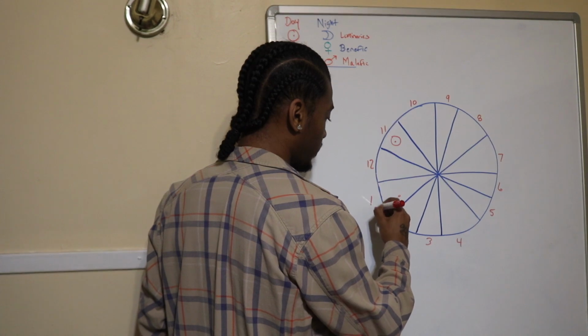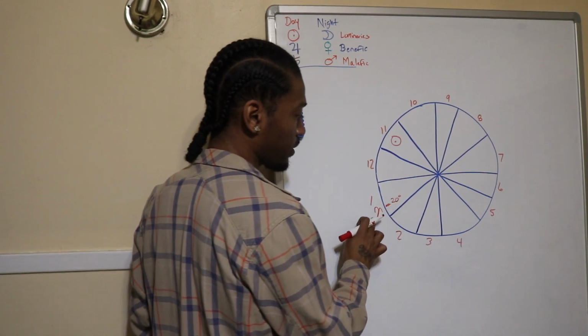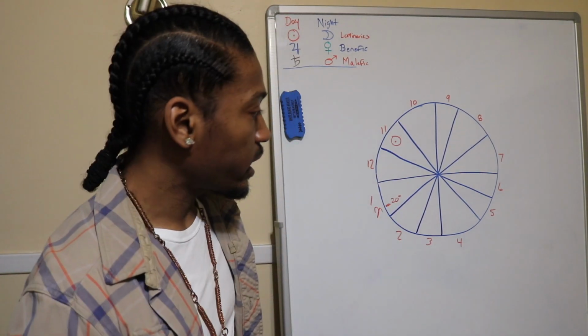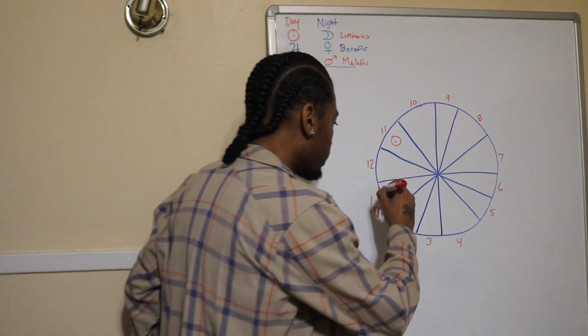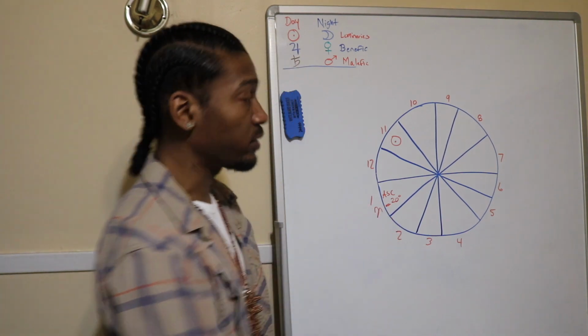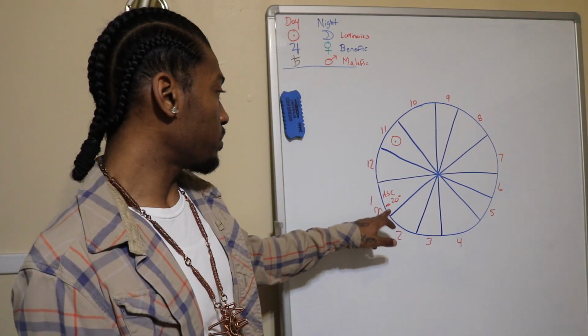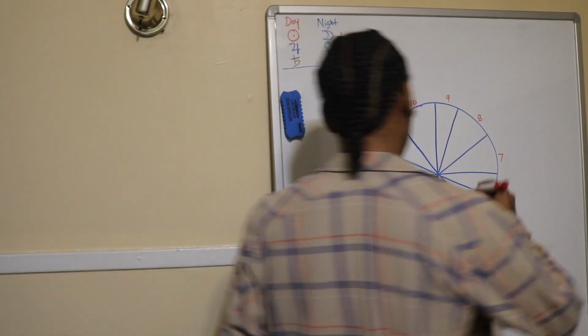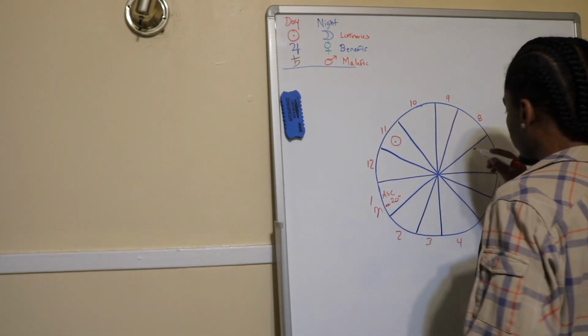No, let's say this was Aries. So it's the glyph Aries. Let's say they got an Aries rising, and this is their ascendant. So I'm going to put ASC at 20 degrees in Aries. So, being that the sun is above the horizon, and the descendant will be exactly opposite of the ascendant.